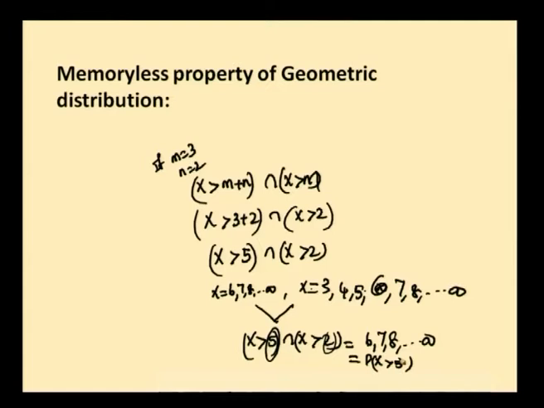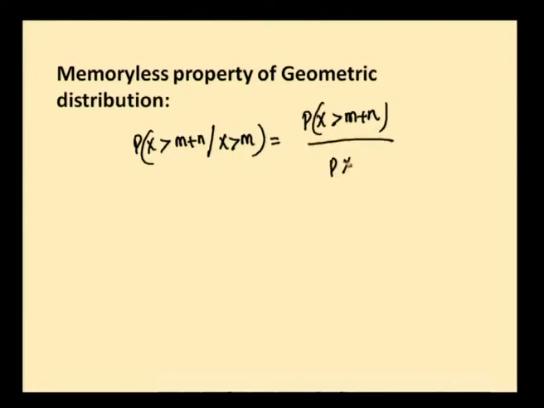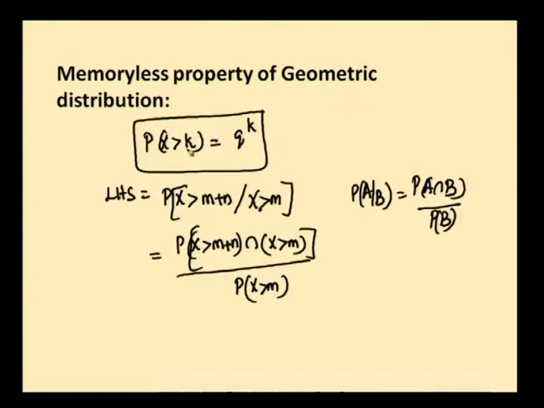Okay. So what happens to the conditional probability P of x greater than m plus n given x greater than m? It is equal to P of x greater than m plus n. After the intersection it comes as only x greater than m plus n, and the denominator remains the same, x greater than m. From the starting of the proof, P of x greater than k is taken to be q power k.